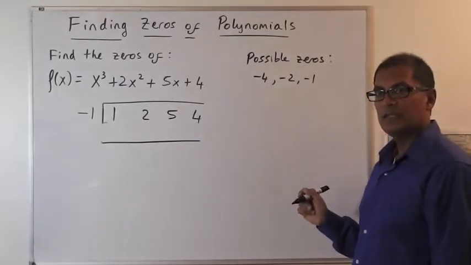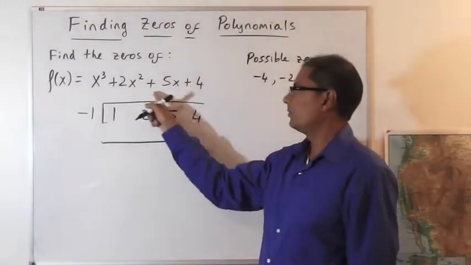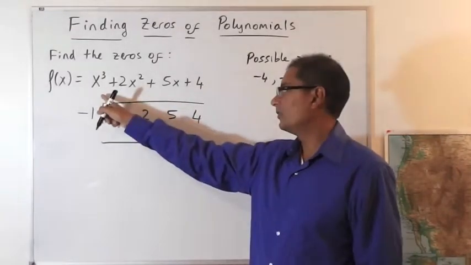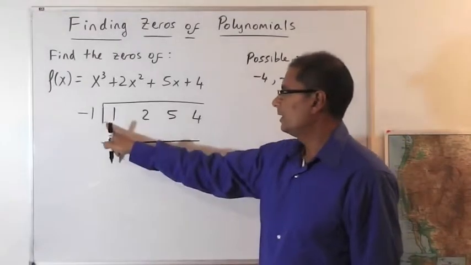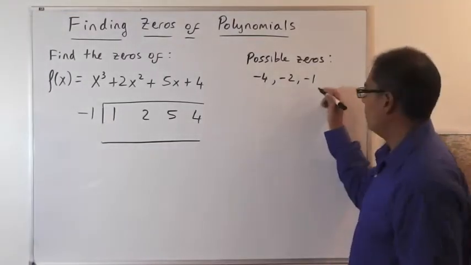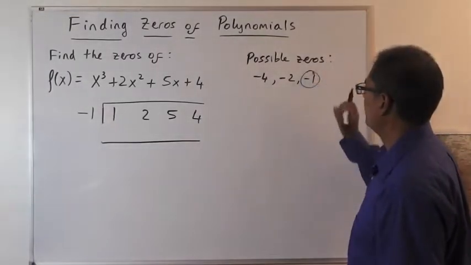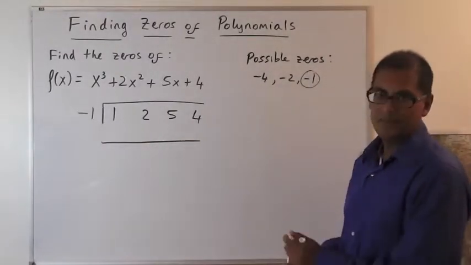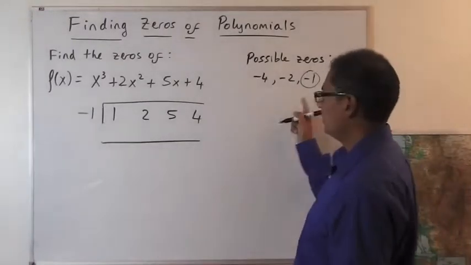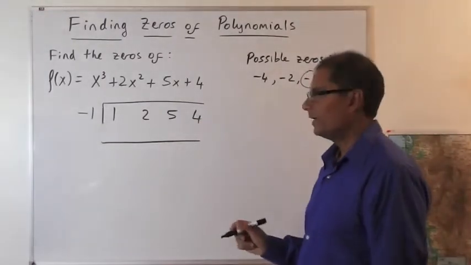So we're going to do synthetic division. And so I have my polynomial here, and I've taken the coefficients 1, 2, 5, and 4 down. I'm going to try, I normally try the smallest absolute value here, which would be negative 1 first. So that makes it easier. So let's try that to see if that goes into here without any remainder.